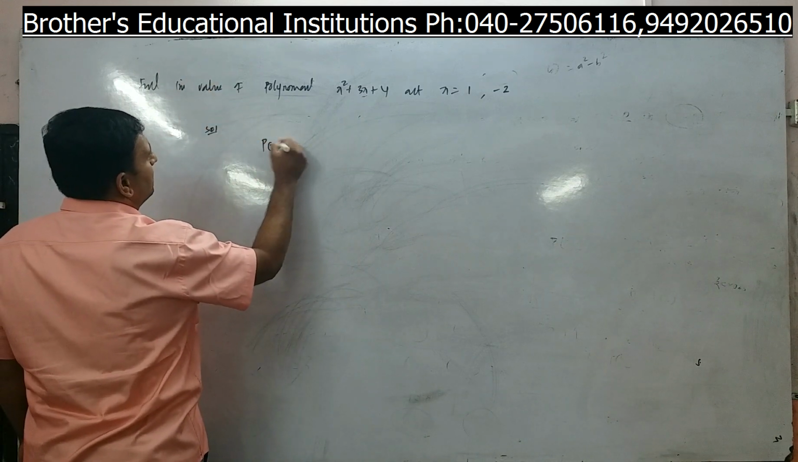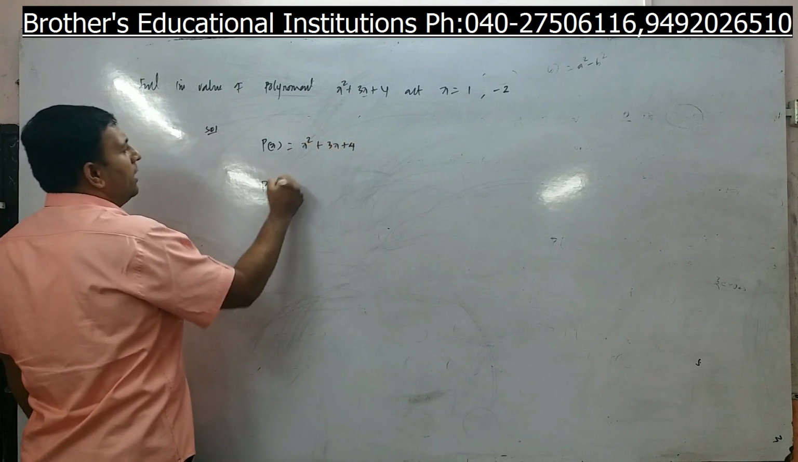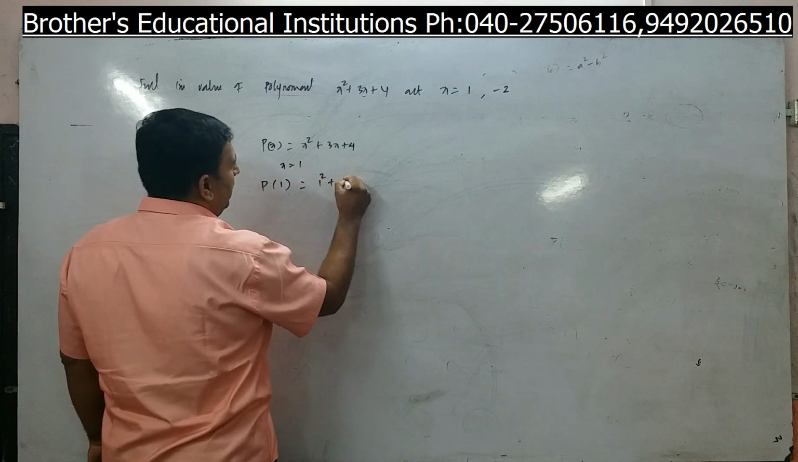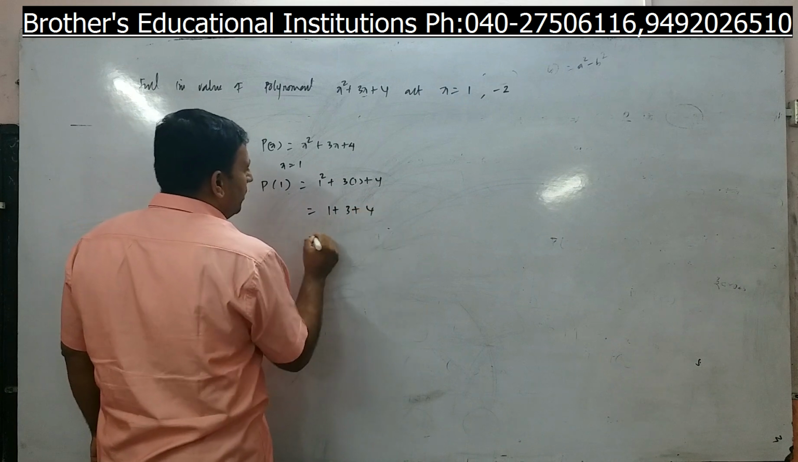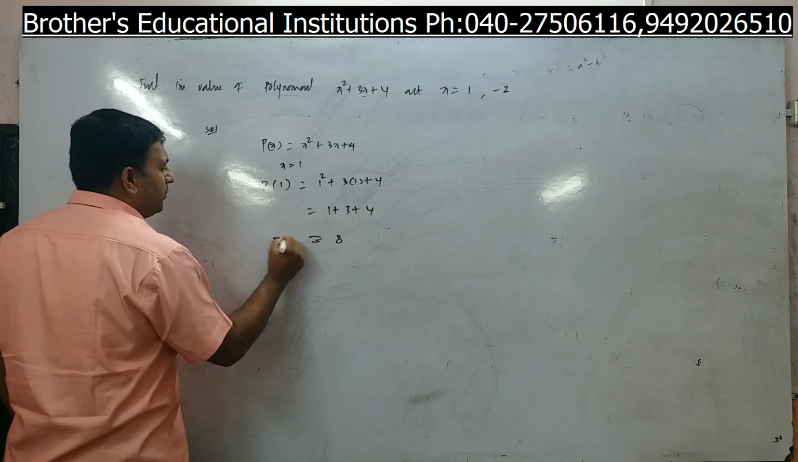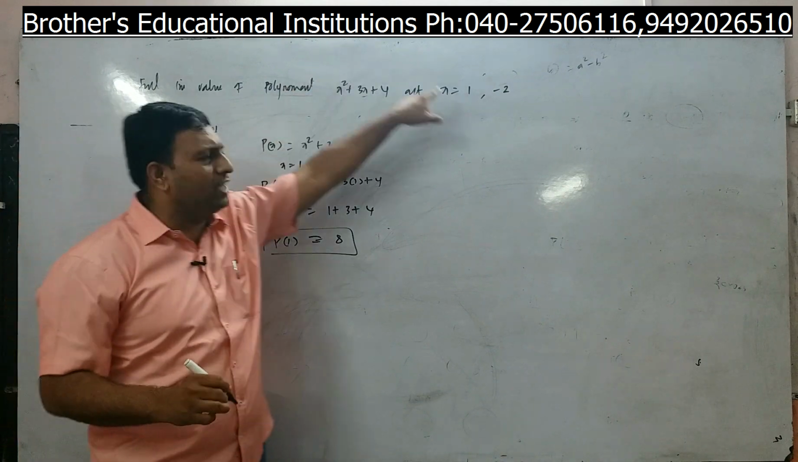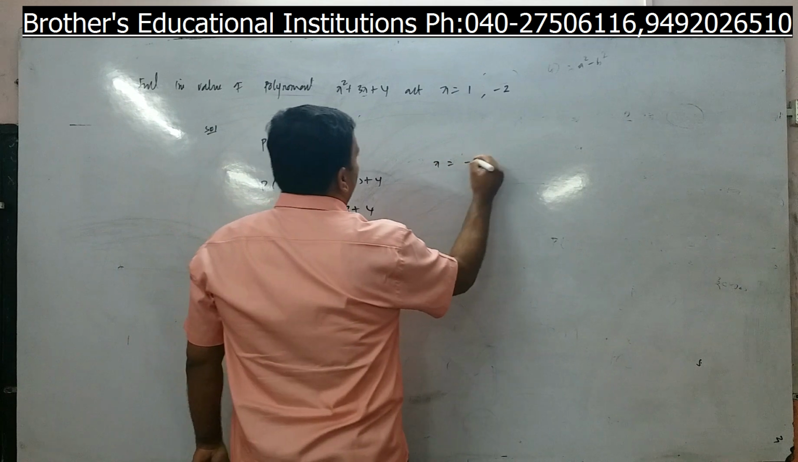Solution. P of x is equal to x square plus 3x plus 4. Now I want at x is equal to 1. So P of 1 means 1 square plus 3 into 1 plus 4. It is 1 plus 3 plus 4 and that comes to 8. So what is P of 1 is equal to 8. So what is the value of polynomial at x is equal to 1? 8. Now I will put x is equal to minus 2.